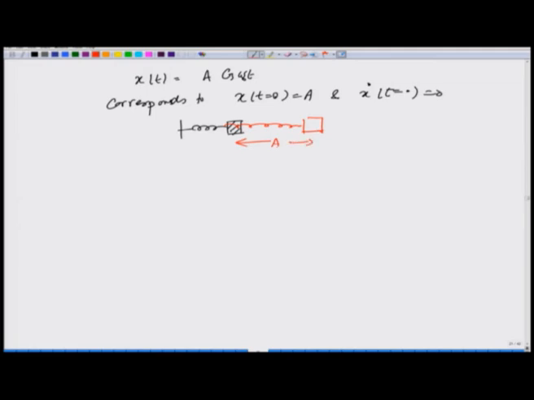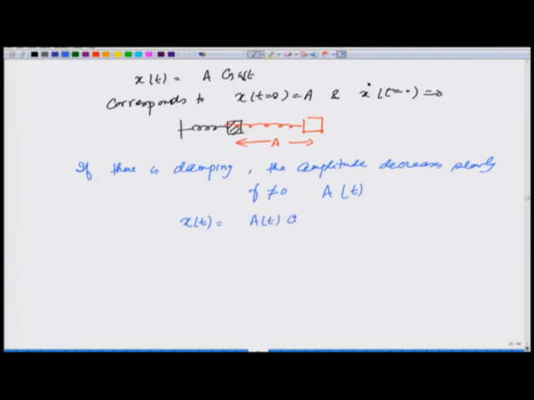Okay. Now, I know if there is damping, the amplitude decreases slowly. So, in this case, when gamma is not equal to 0, A is a function of time, and therefore, x(t) is going to be A(t) cosine of omega 0 t. What we want to find is A as a function of time.